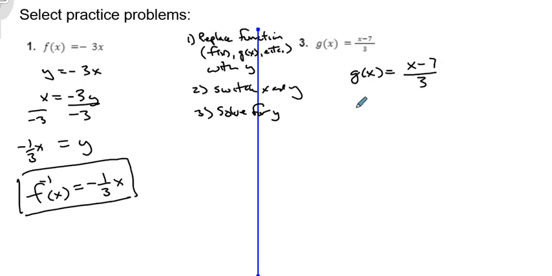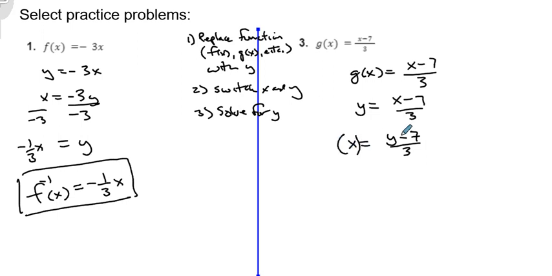So the first thing is rewrite using y. So we have y equals x minus 7/3. Now we're going to switch y and x, right? So this becomes x over here. So you get x is equal to y minus 7/3. Now, if we're going to solve for y, what we got to do is get rid of this fraction first. So let's do that. Let's multiply everything by 3.